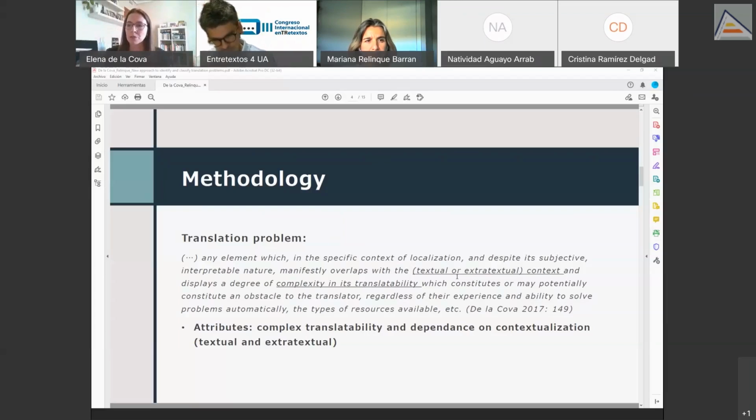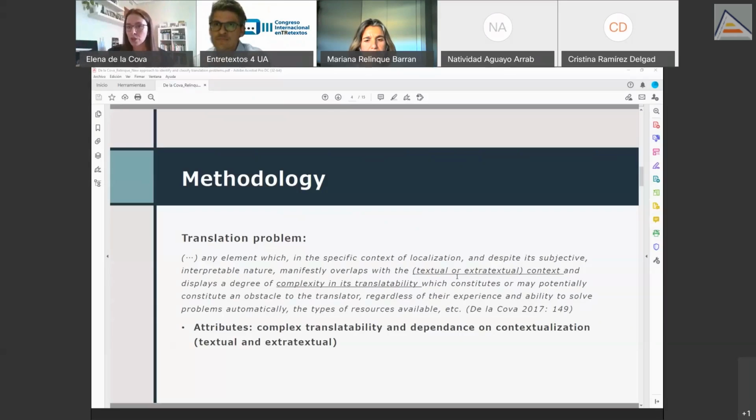As you can see also from the definition, there are two interrelated parameters that are the axis of this definition: complex translatability and dependence on contextualization, both textual and extra-textual. So translatability, from our perspective, refers to the lack of a clear or straightforward translation of a linguistic element.